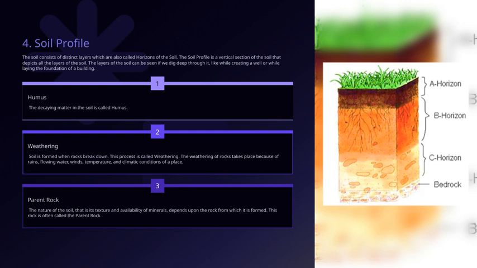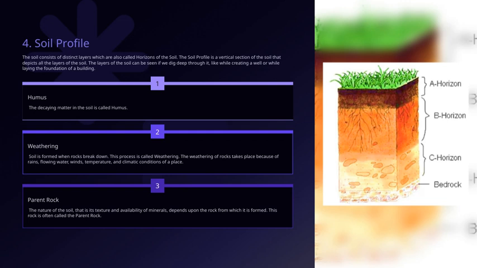Now, how does soil form in the first place? It all starts with rocks breaking down through a process called weathering. Weathering happens due to various factors like rain, flowing water, wind, temperature changes, and different climatic conditions. Over time, these forces gradually break the rocks into smaller and smaller particles, creating soil.